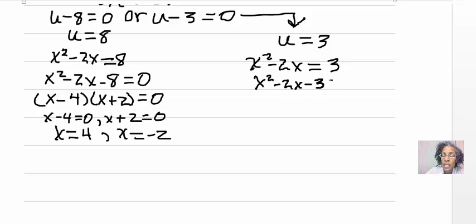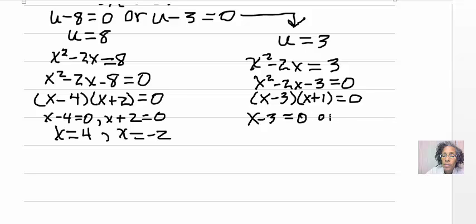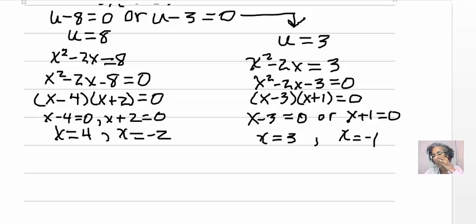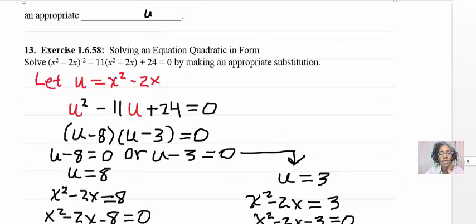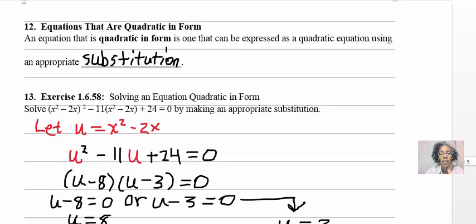If I subtract 3 from both sides, I get x squared minus 2x minus 3 equals 0. And this can be solved by factoring the polynomial into x minus 3 times x plus 1. So either x minus 3 is 0 or x plus 1 is 0. So x is 3 or x is negative 1. And so this is my solution.